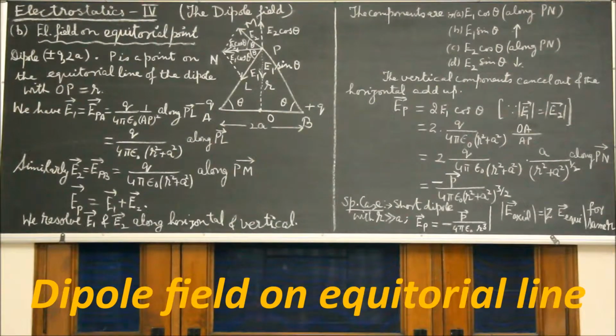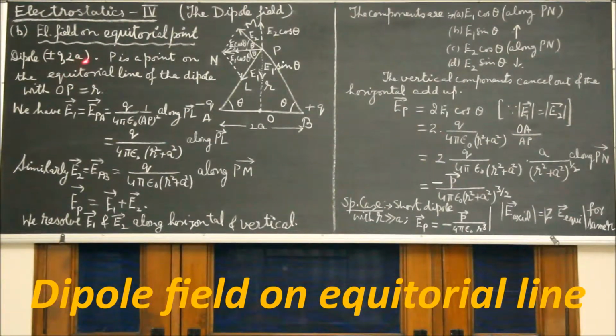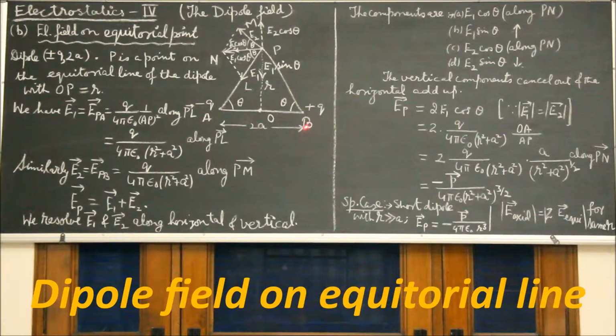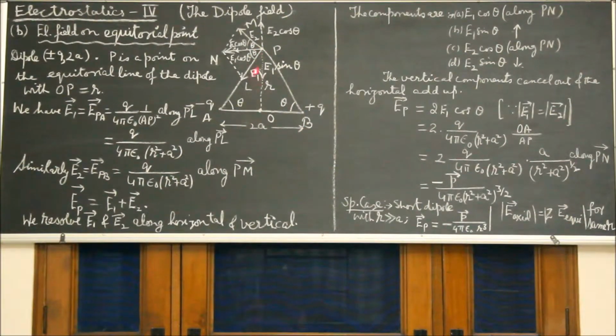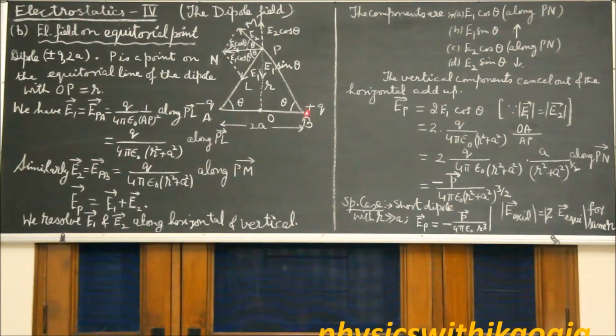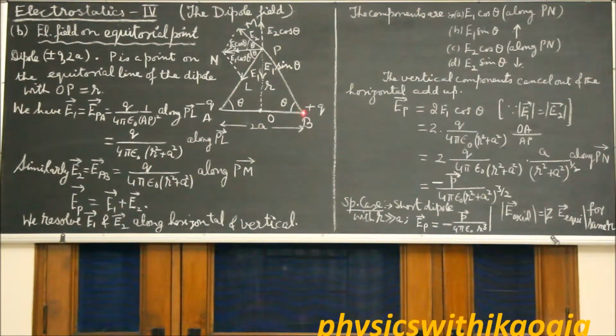Now for the dipole field on the equatorial line, let's consider a dipole with charges plus q and minus q separated by a distance 2a, as shown. P is a point on the equatorial line of the dipole at a distance r from O. Now once again, the net field at P will be a superposition of the field due to the minus q charge and that due to the plus q charge.